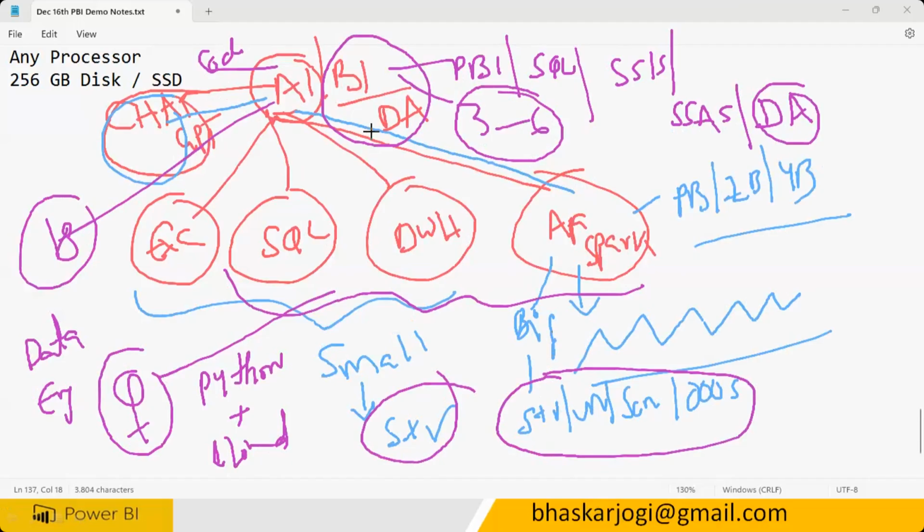Yesterday I gave you this example. If you wanted to go to a supermarket 3 kilometers away from your house, you're going to take a bike and go. Small amount of data you can store in Excel. But if I wanted to go 500 kilometers from my hometown, I will take a train or a bus. When the distance is more, we use a bus or the train. When the data is more, we are going to be using SQL.